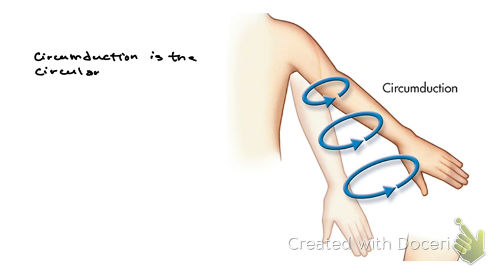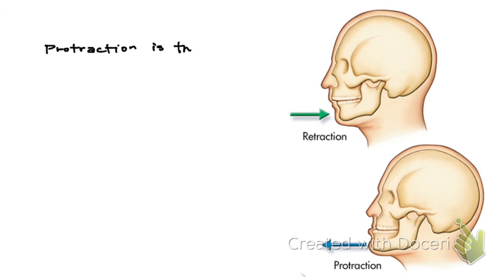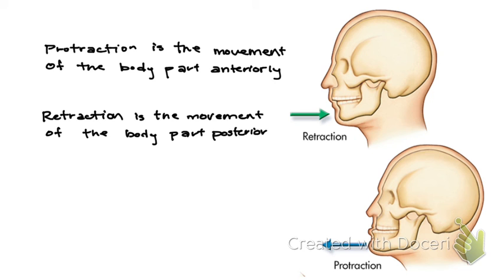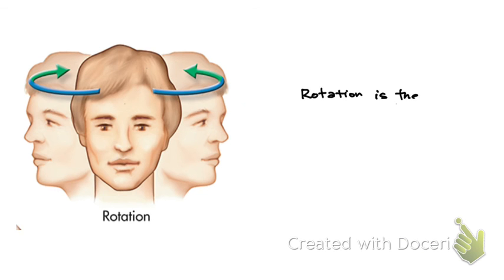Circumduction is the circular motion of a limb. This can usually only take place in the shoulder or the hip joint. Protraction is the movement of the body part anteriorly. Retraction is the movement of the body part posteriorly. Rotation is the spinning of a body part on its axis, just like when you turn your head on the neck.